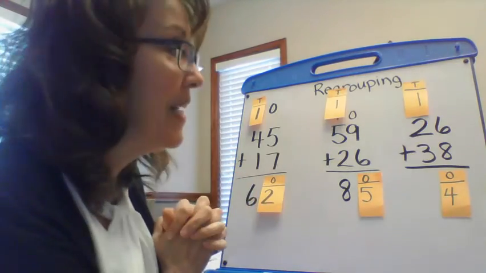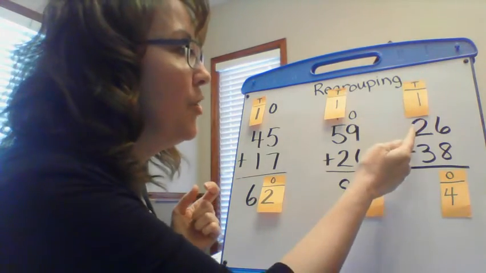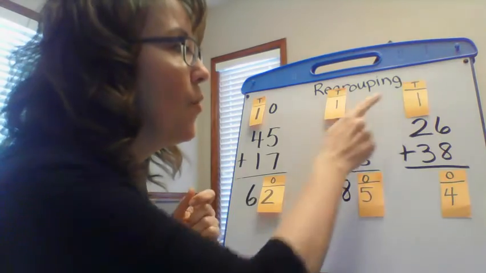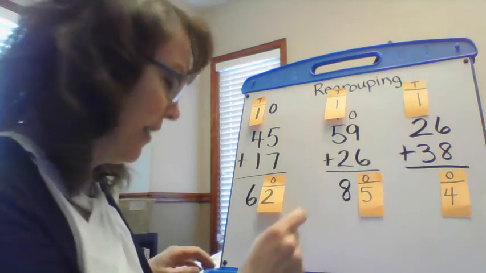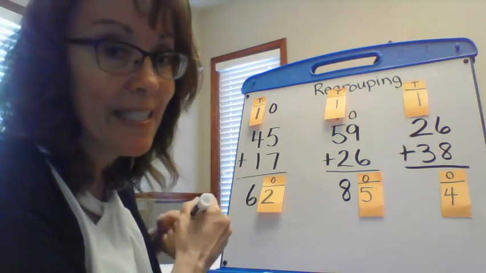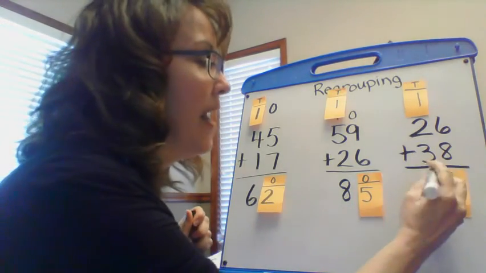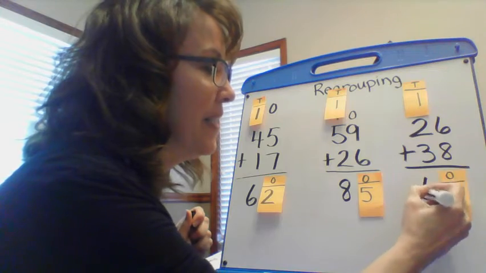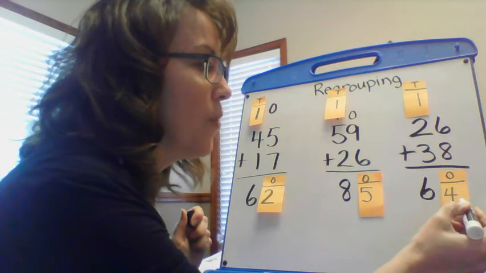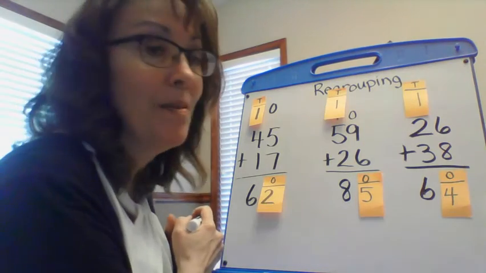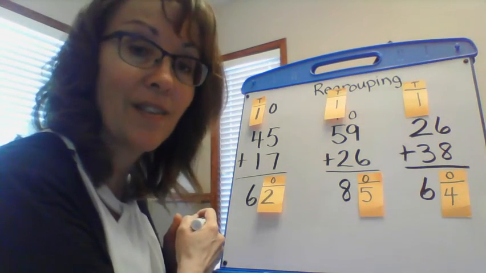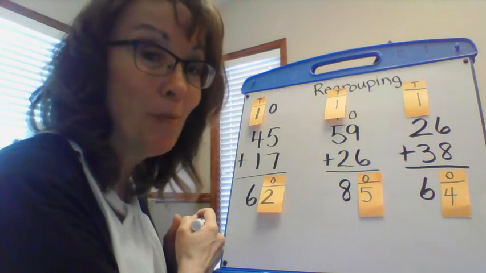Now I can add my tens. 1 ten plus 2 tens plus 3 tens. So 1 plus 2 is 3, plus 3 more gives us 6. Now it's not just 6, it's 6 groups of 10. And that makes 60. 6 groups of 10, 4 ones. Our answer is 64. 26 plus 38 equals 64. Pretty cool, hey?